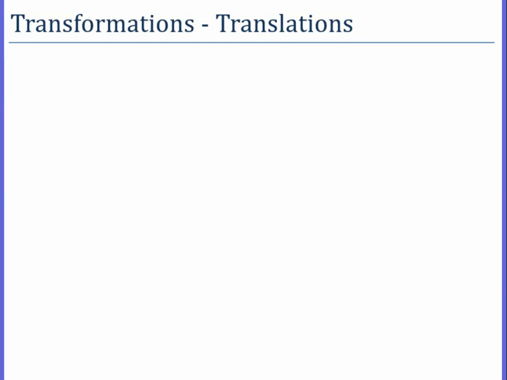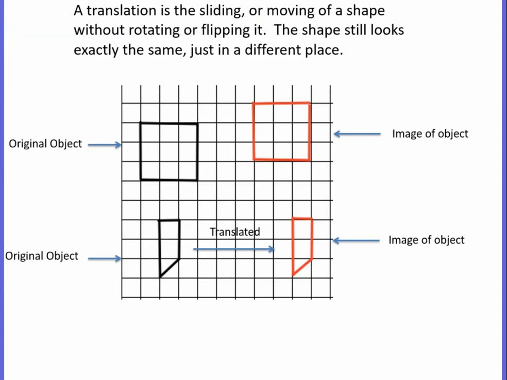Hi everyone, today we're going to have a look at transformations. Now there's four types, but the first one we're going to look at today, and the only one we're going to look at today, is called translations. And it's probably the easiest one to look at. So let's get started.